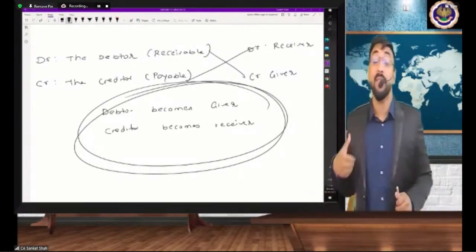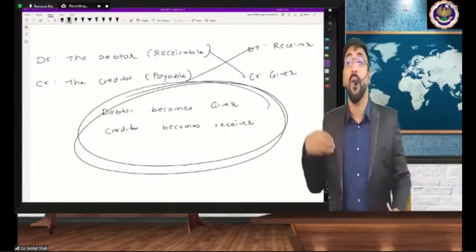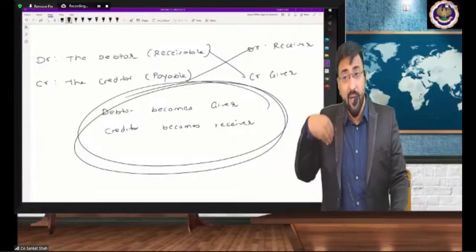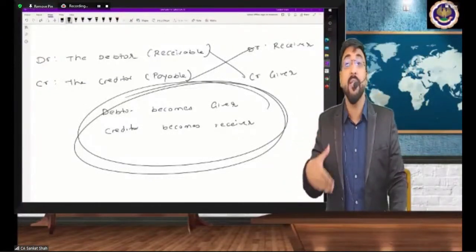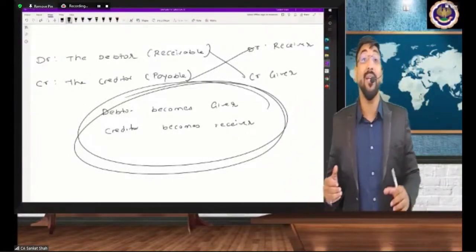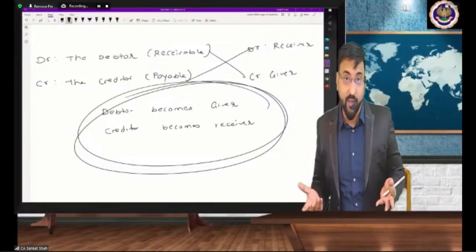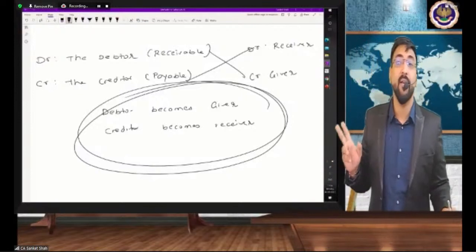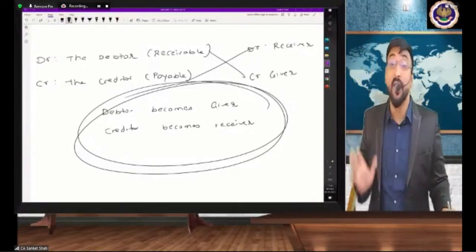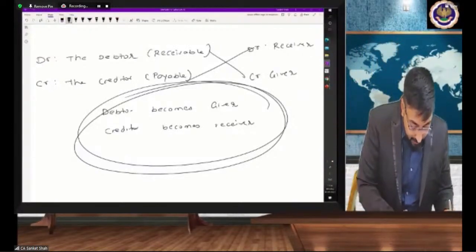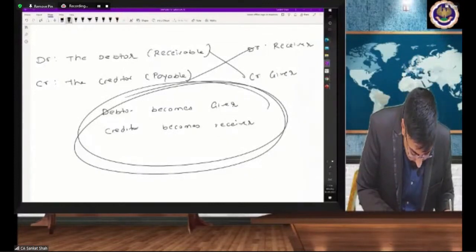Debtor becomes giver. A debtor arises when you sell something. Whenever there is income for you, it is your debtor. And whenever it is expenditure for you, it is your creditor. Okay. So the debtor-creditor relationship is very, very important. So every one of you, please write it in the comment section.